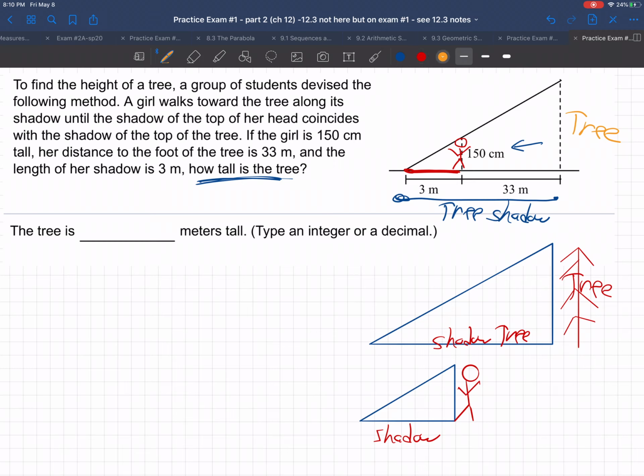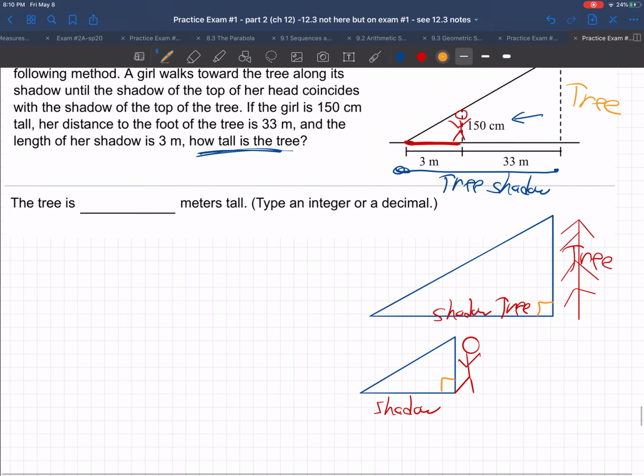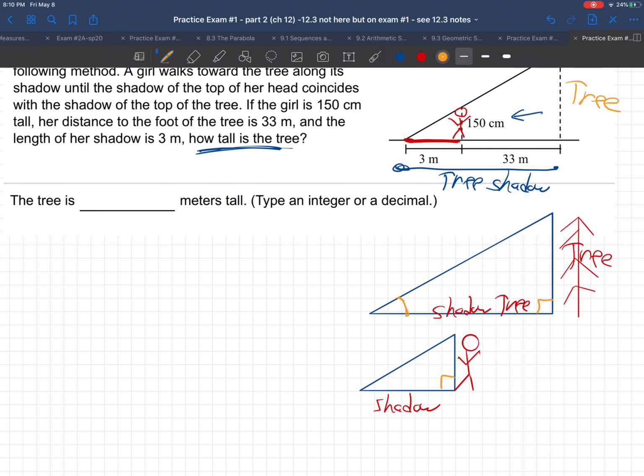Why? How do I know those two triangles are similar? Well, they both have a 90-degree angle. The girl's standing straight up, the tree's straight up. And they also have this angle here, which must be the same as that angle there because it's the very same piece. I just separated out the little girl's triangle, but it's the same left corner angle for both the big triangle and the little triangle. So they have two angles the same.